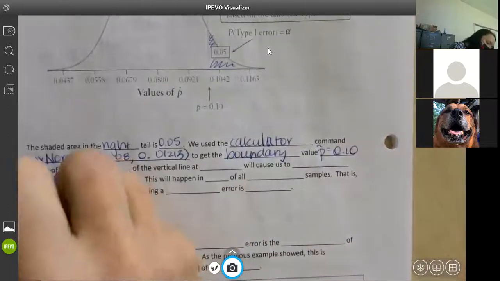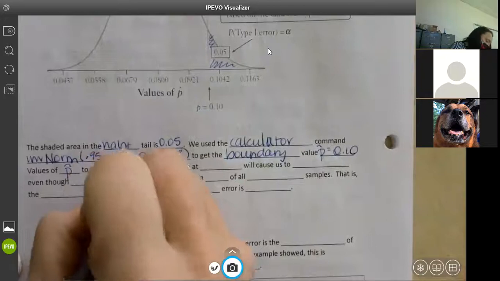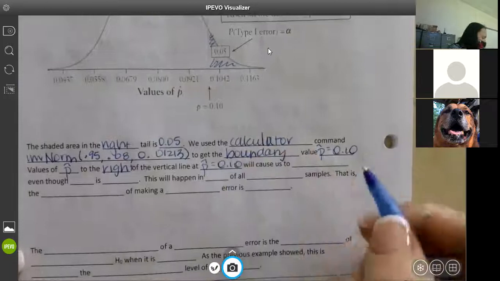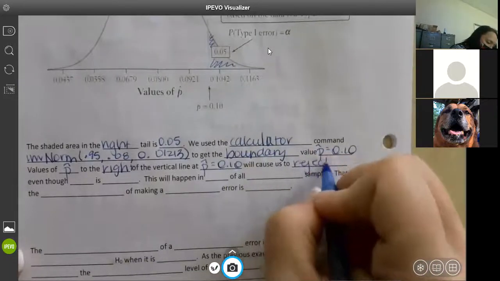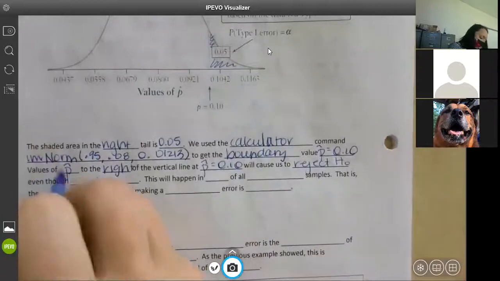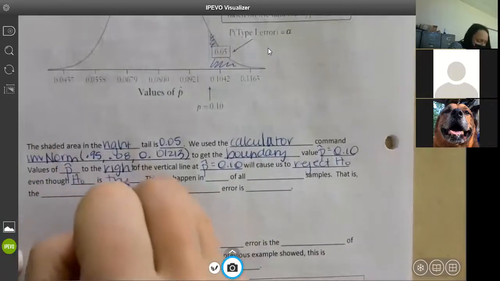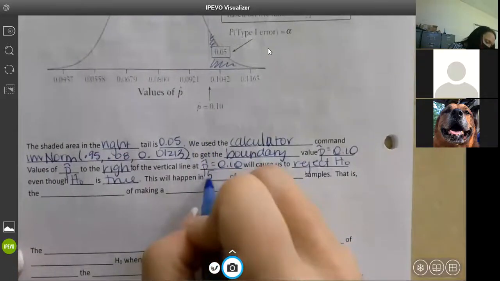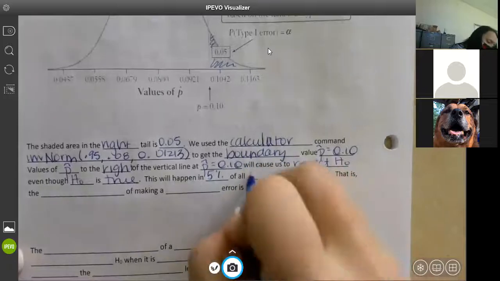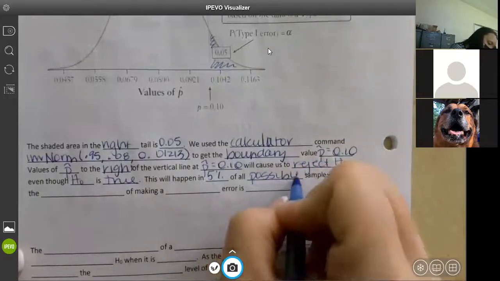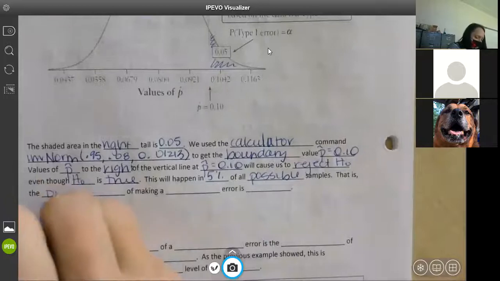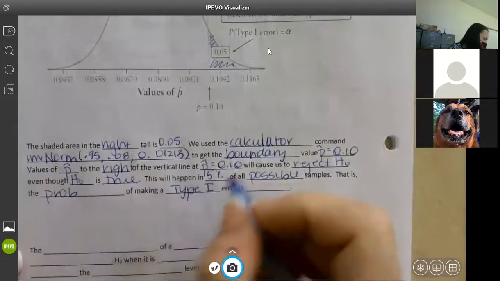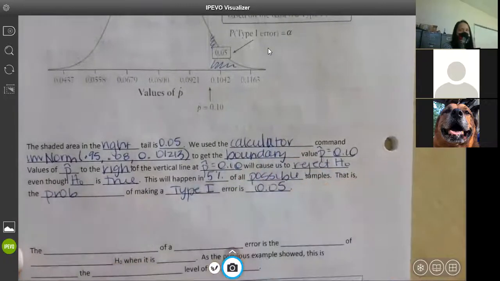Values of p hat to the right of the vertical line at p hat equals 0.10 will cause us to reject H sub O, even though H sub O is true. This will happen in 5% of all possible samples. That is the probability of making a type 1 error. So that is 0.05.